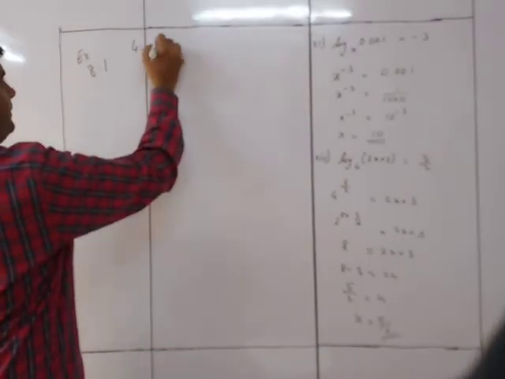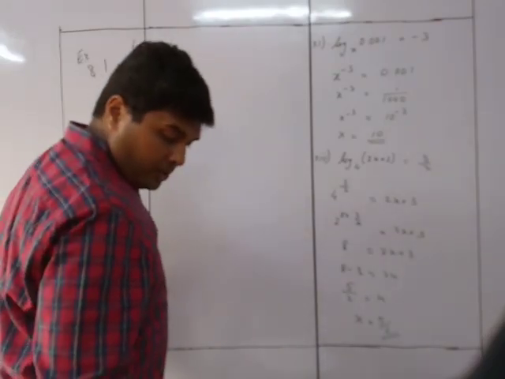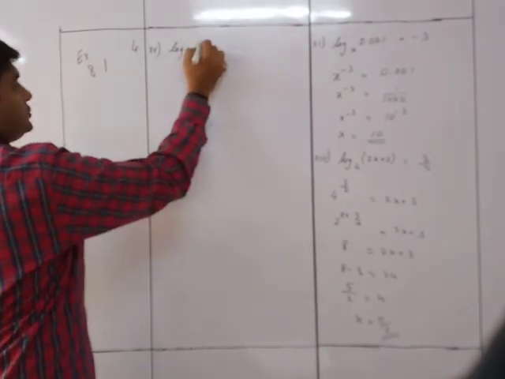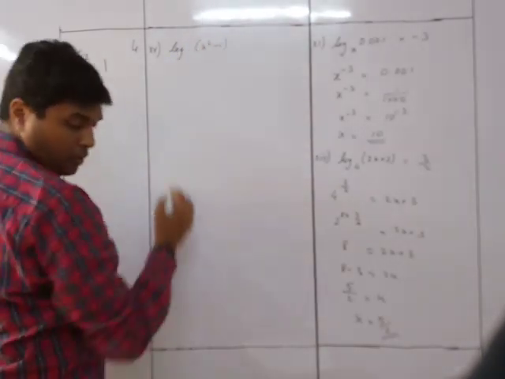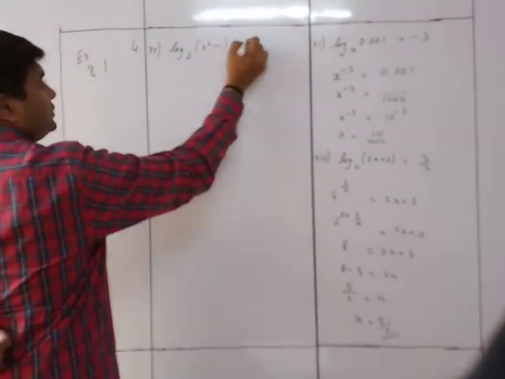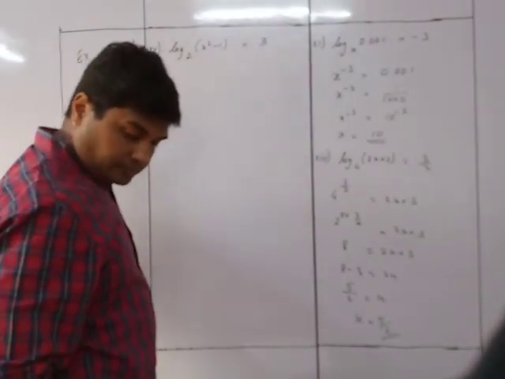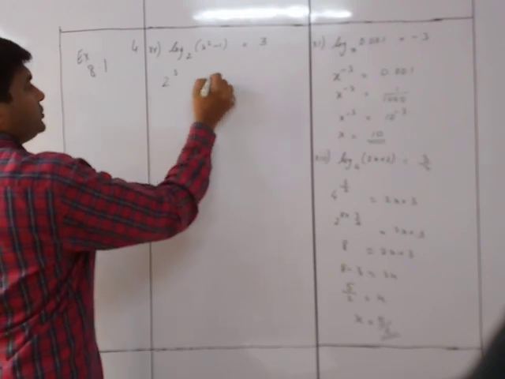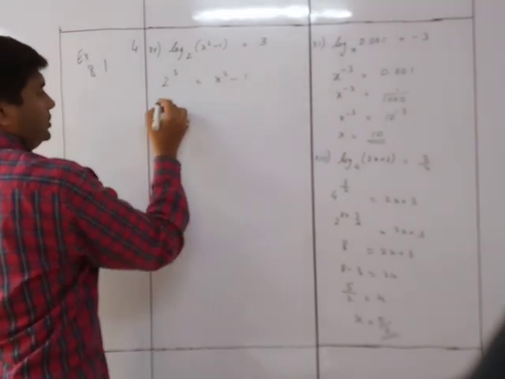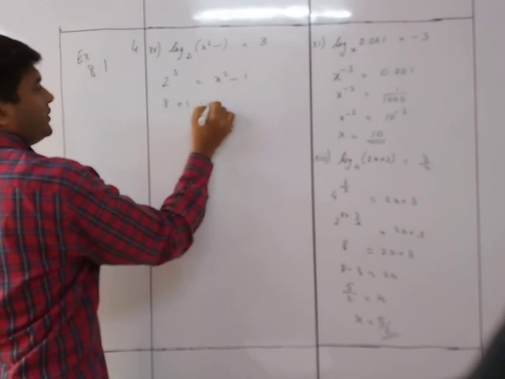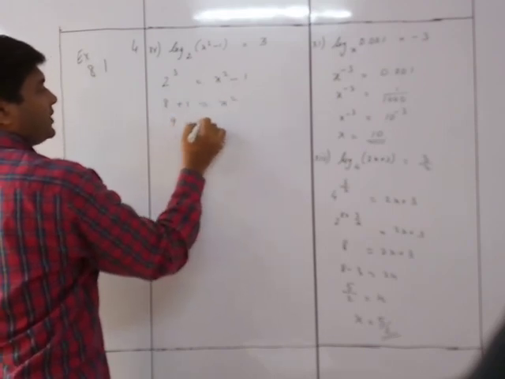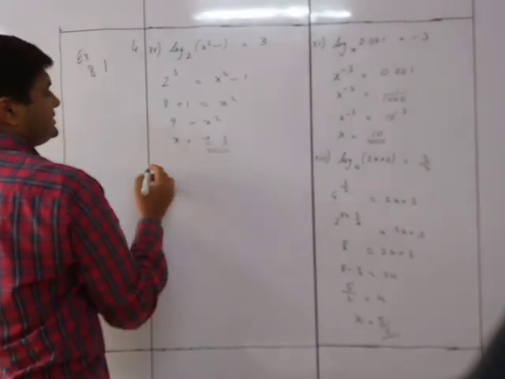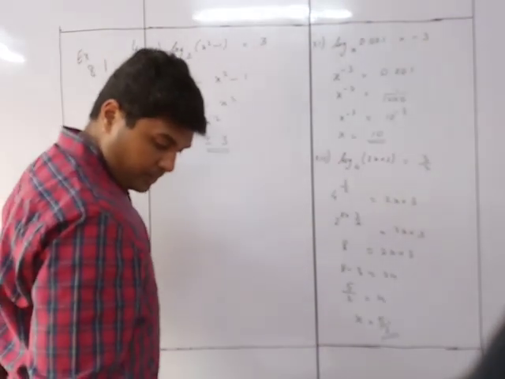Sum number 15, log of x square minus 1, the whole to the base 2, is equal to 3. Right? So 2 raised to 3 is equal to x square minus 1. So 8 plus 1 is equal to x square. So 9 is equal to x square. So x is equal to plus or minus 3. That's the answer for the 15th one.